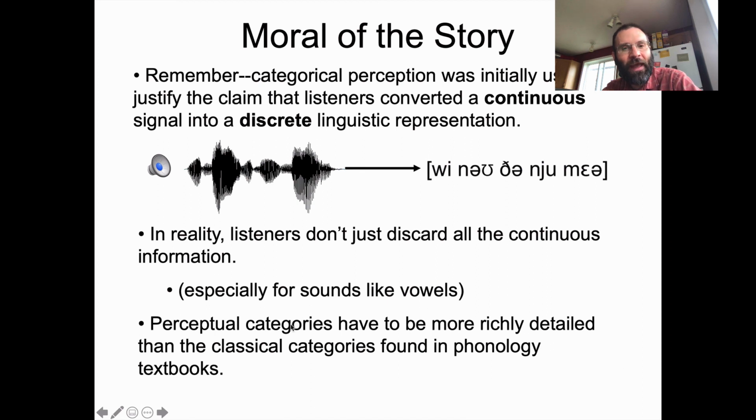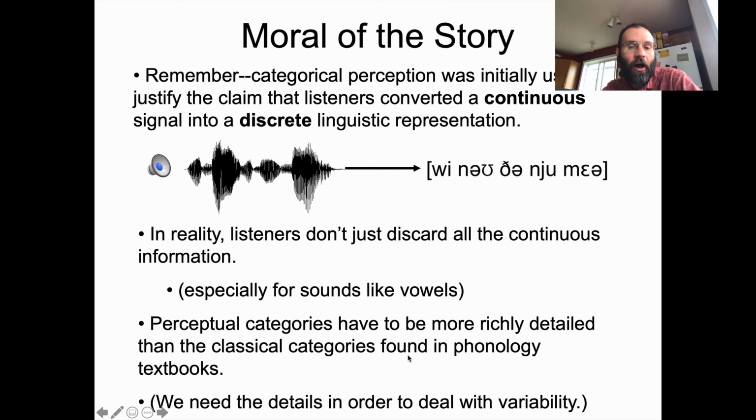Those perceptual categories that we actually use to function in the human world and the natural world have to be more richly detailed than the classical categories found in phonology textbooks, which is why it's nice to study phonetics. The phonology stuff still has to be there. We still make these contrasts between sounds, but when the rubber hits the road, we need those details. We need all that to be able to deal with the variability that we actually encounter in real life speech, which comes from a lot of different people from a lot of different places, and includes a lot of people we haven't heard before. In order to generalize to those new sorts of variabilities, we have to have a lot of variability stored in memory and know how to process it.